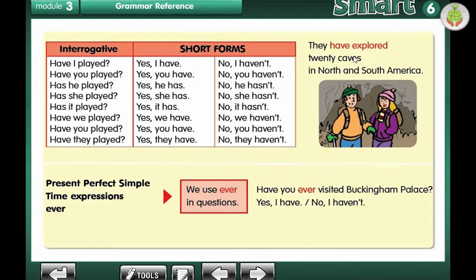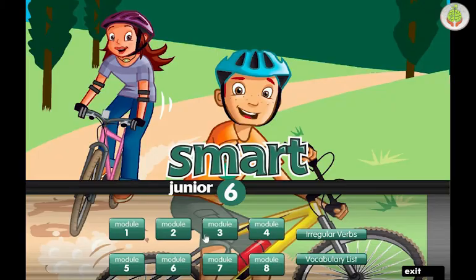For example, here we have another example. They have explored 20 caves in North and South America. They, so we use have explored, have explored.